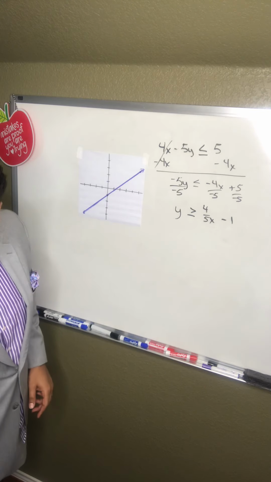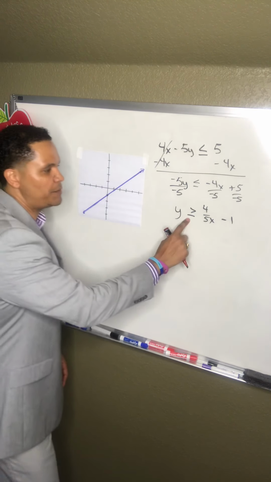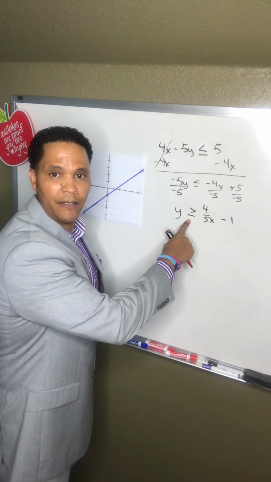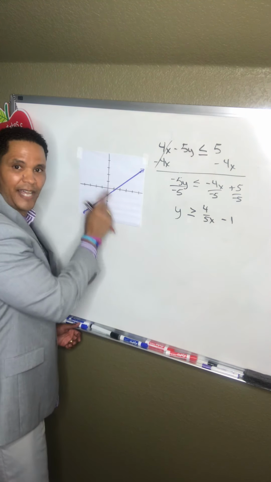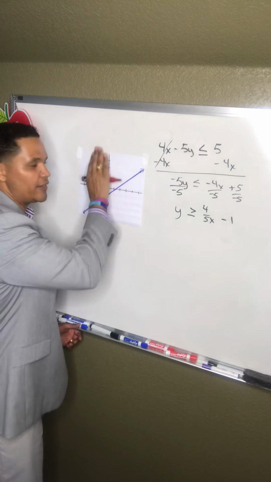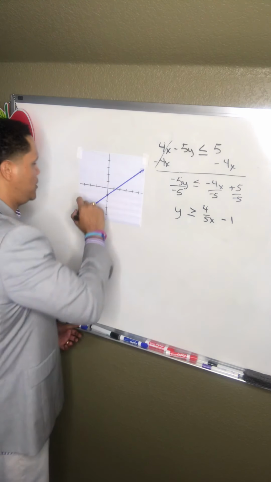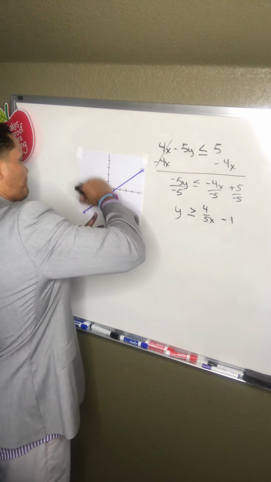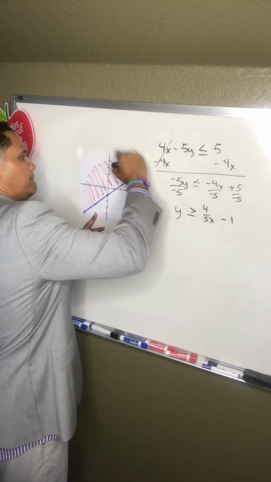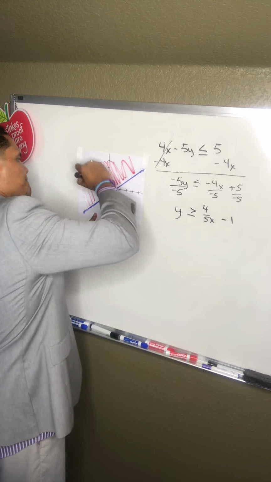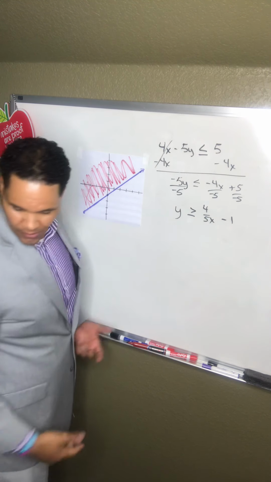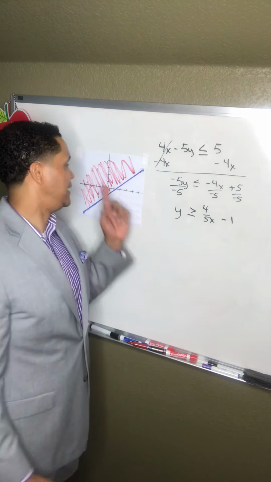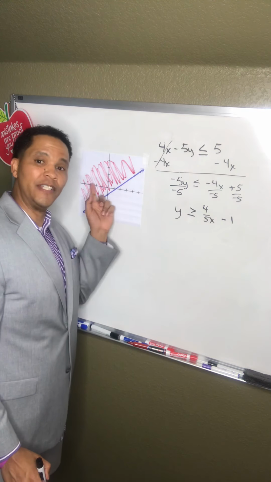And then we're almost done, but it's an inequality, which means it's greater than or equal to. So if y is greater than, are we going to shade on this side or on this side? Well, y is greater, so we shade on this side. So let's go ahead and do that. Got it? Now, you might be saying, Michael, I'm not sure if I should shade on here, on this side or on this side.